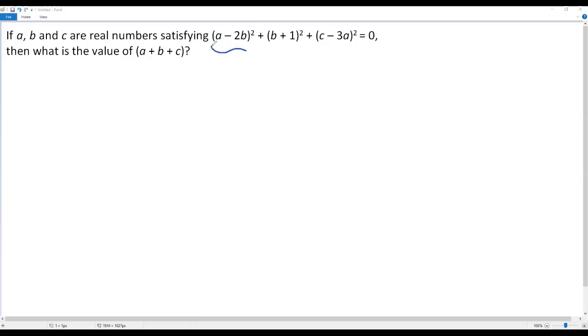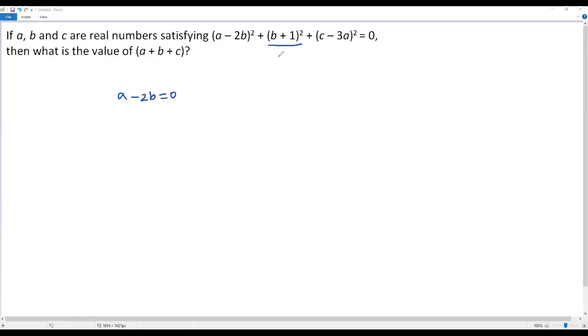Okay, here we have addition of three squared values that is equal to 0. Even if one of these three squared values is positive, then the result on the right side has to be positive. But here the result on the right side is 0. So the value of each squared value has to be 0. When (A − 2B)² is equal to 0, then the base A − 2B must be 0. That is A − 2B = 0.